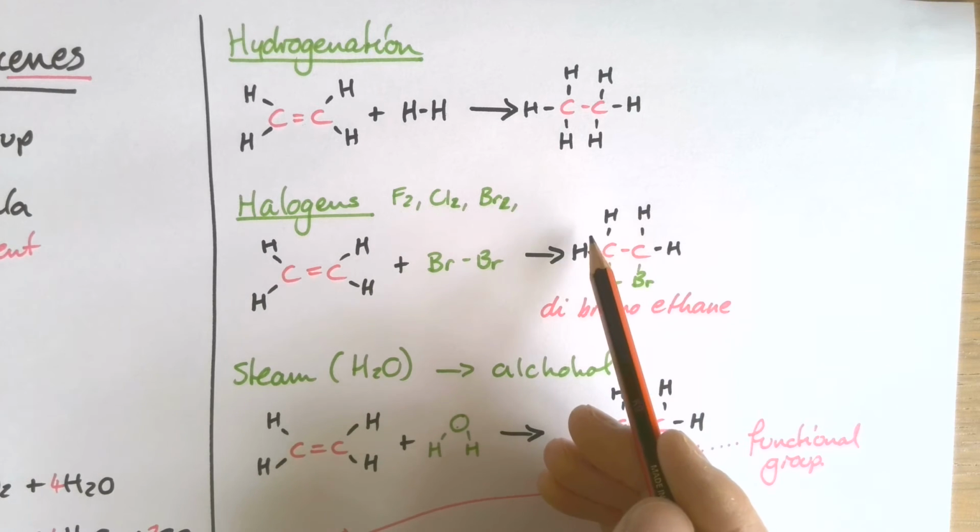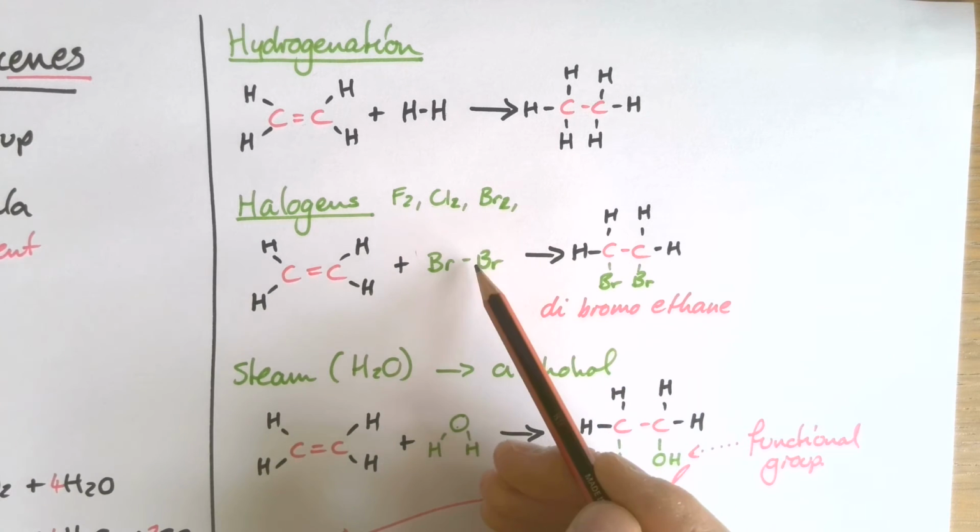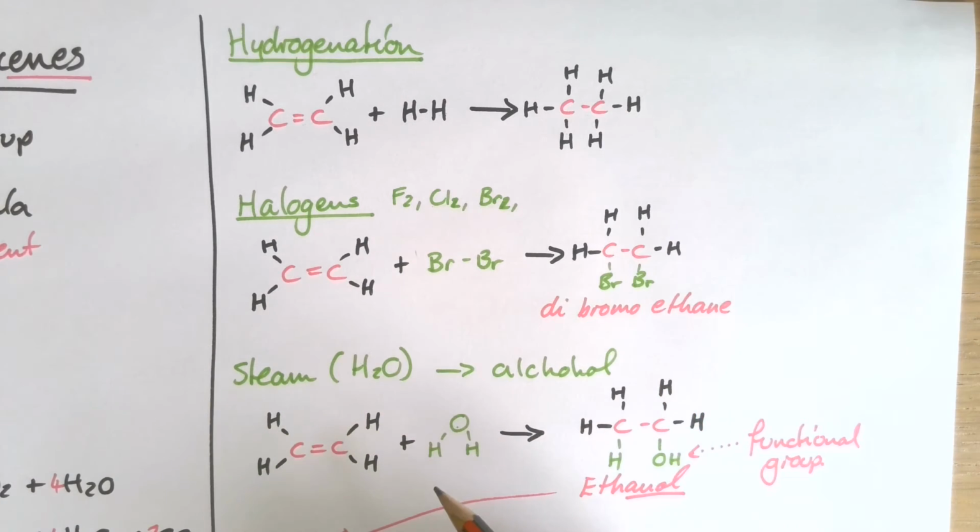And this is an example of what happens with the bromine water. So this would be orange bromine water, and then reacted with your alkene, and then it becomes colourless.